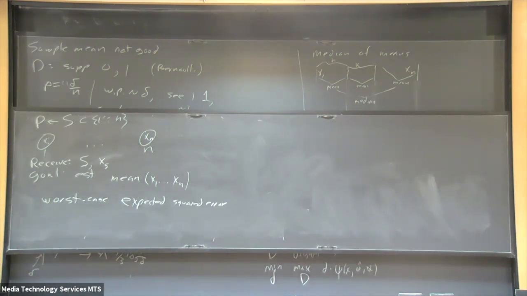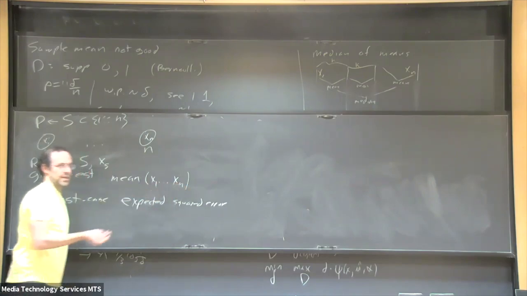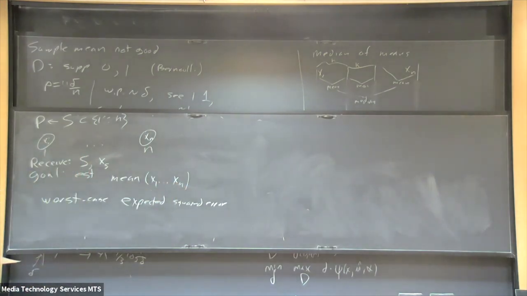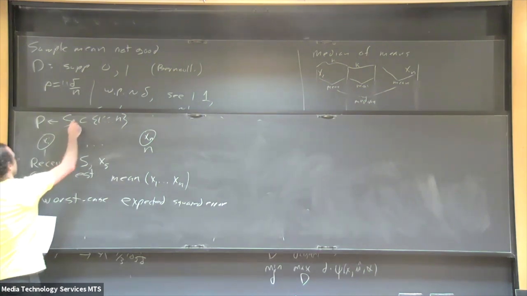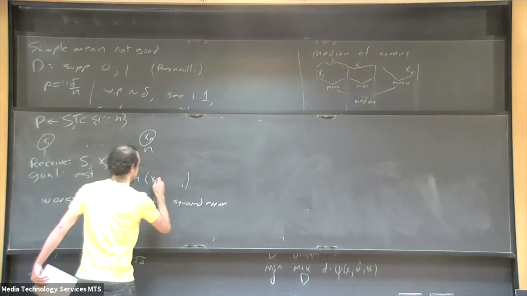Let me generalize this a tiny bit. I hope this won't confuse you too much. Instead of trying to predict the mean of the whole set, you can actually try to predict the mean on some target set T. So S will be the sample set, T will be the target set. You now want to predict the mean of x sub T.